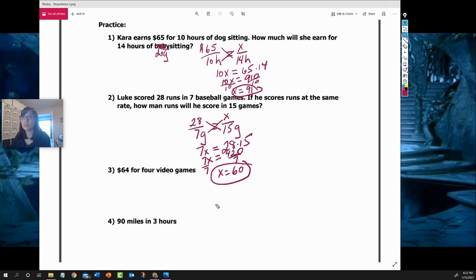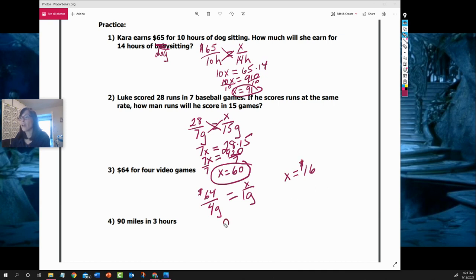Sometimes we might just want to find the unit rate of a particular ratio. So if there are $64 for 4 video games, then how much would it be for 1 video game? Now I could write it like this and cross multiply, but really when I cross multiply, I'm going to find that I just need to take 64 and divide by 4. What is x equal to? x is equal to $16 for 1 game.